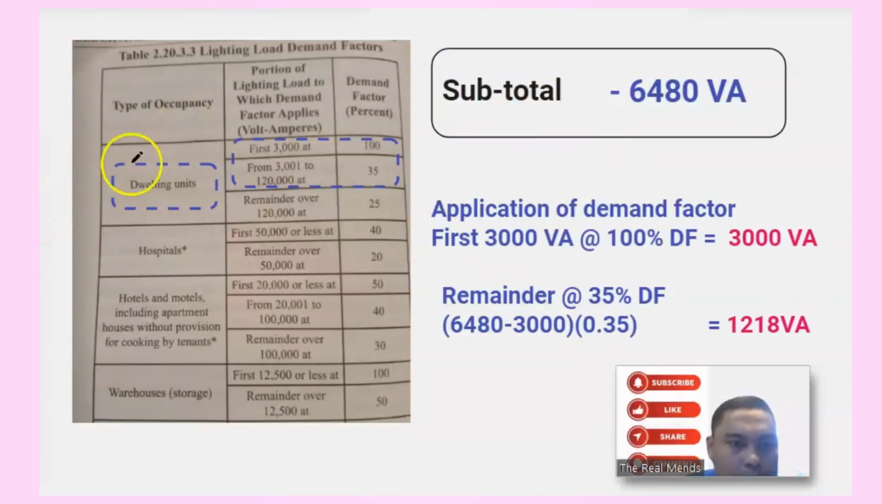From the PEC, 2.20.3.3, so lighting load demand factors. And then type of occupancy, we have this one, dwelling units. Portions of lighting load on which demand factors applies, volt amperes. Then we have this demand factor. Then for the dwelling unit, so first 3,000 at 100%. Okay, so first 3,000 we have times 100% demand factor, so obviously that is 3,000 VA.